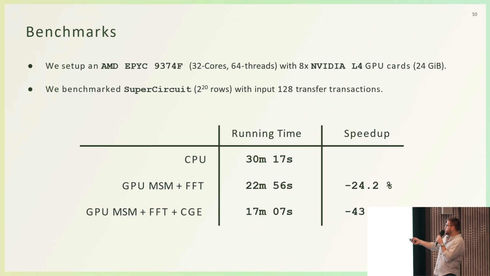So we benchmarked the CPU-only version, and we are around 30 minutes. Then we enabled the MSM and FFT optimizations, and we already cut 24%. So we went to 22 minutes, 56 seconds. And then with all the optimizations we implemented, we just went down to 7 minutes.